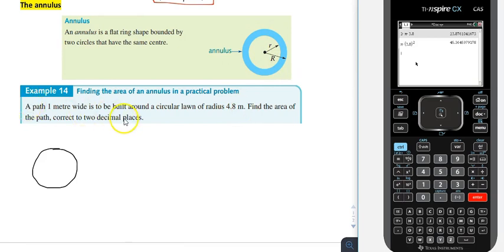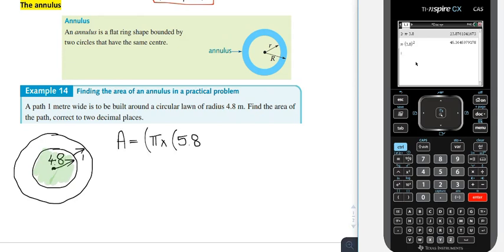So in this scenario that we're looking at here, we've got a path which is 1 meter wide, and it's to be built around a circular lawn of radius 4.8 meters. So the circle in the middle is going to be 4.8, and then around that is going to be a 1 meter wide path, and we're then asked to find, well, what is the actual area of this path? So we can calculate the area of the big circle, so this whole circle, which has a radius of 4.8 plus 1, so a radius of 5.8.